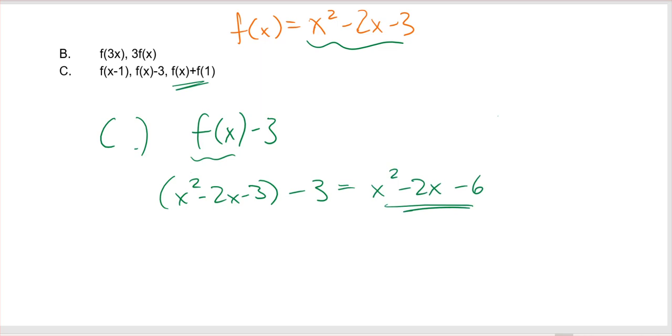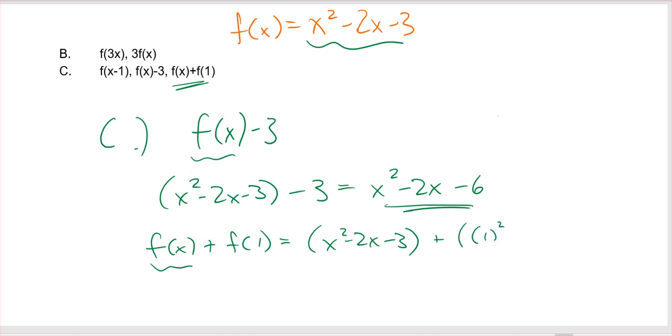Now let's do this one. So we've got f of x plus f of 1. So we're kind of combining this idea here, I guess. Okay, so we've got the whole function, x squared minus 2x minus 3. All right, that's that part. And then we got plus f of 1. So now I'm going to put f here, but I'm going to put 1 in for x. So I've got 1 squared minus 2 times 1 minus 3.